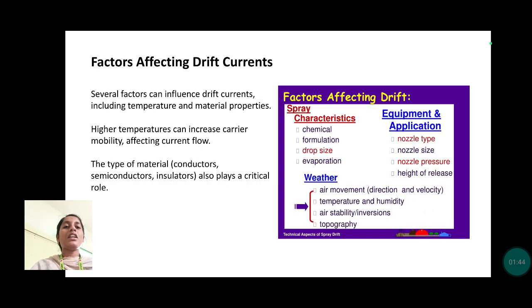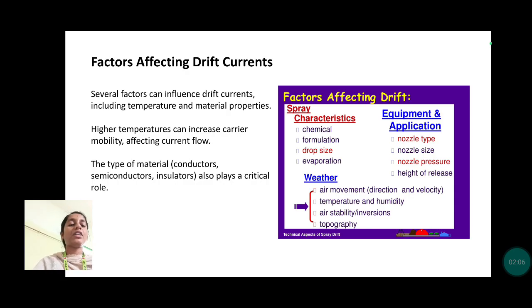Factors affecting drift currents. Several factors can influence drift currents, including temperature and material properties. Higher temperature can increase carrier mobility, affecting current flow. The type of material, conductors, semiconductors, or insulators, also plays a critical role.